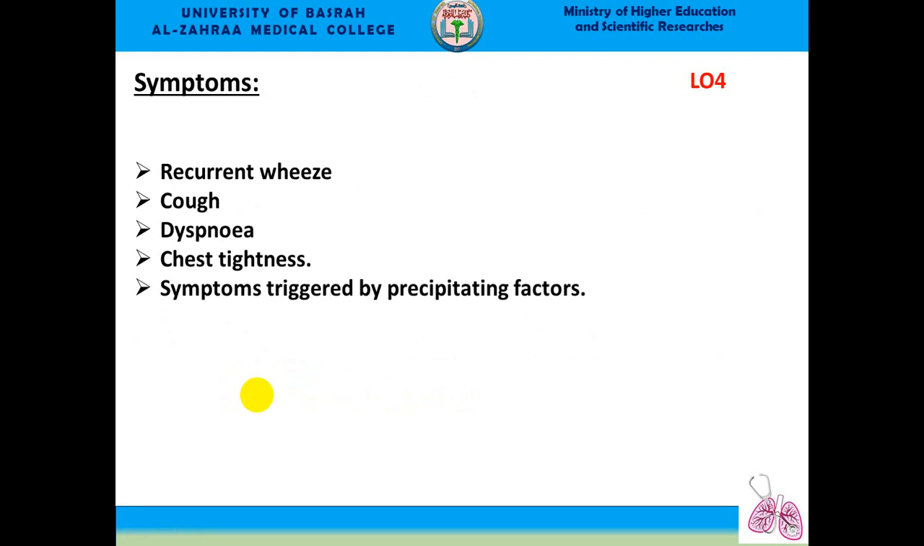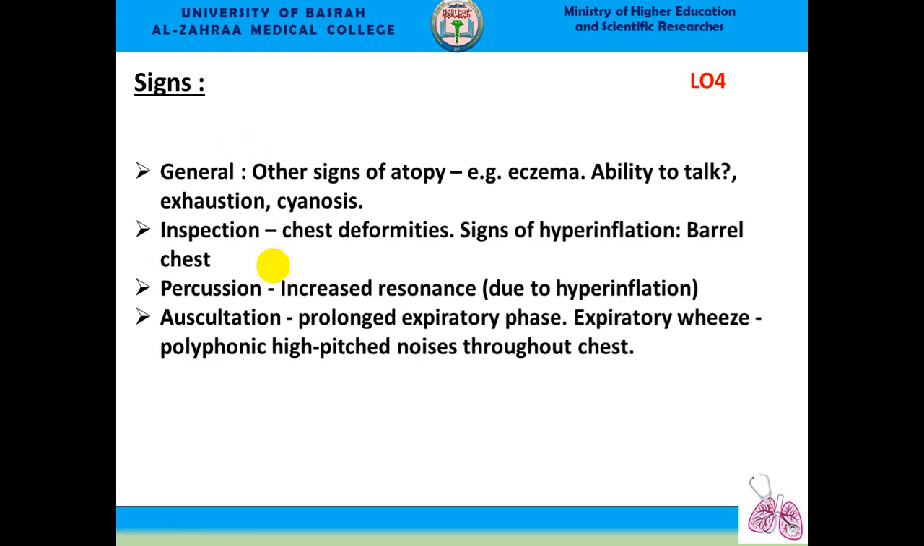The symptoms of asthma are very characteristic. There is usually recurrent wheeze, and we talked about wheeze earlier, the musical sounds. Usually there is cough, and there is dyspnea and shortness of breath. The patient will feel chest tightness, and these symptoms are usually triggered by the precipitating factors that we talked about.